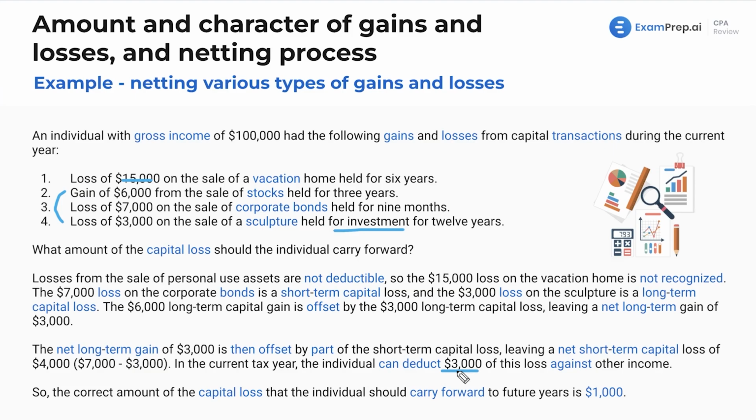So if the question asks, what is the total amount you can deduct in this current year? It's $3,000. What's the total amount that you will be able to deduct because of all these transactions? It's $4,000. However, the question here is asking, what can they carry forward? And that is only $1,000. So again, seeing how these types of questions could, you change one word, it asks for another thing, it changes everything. Make sure your attention to detail is superb.